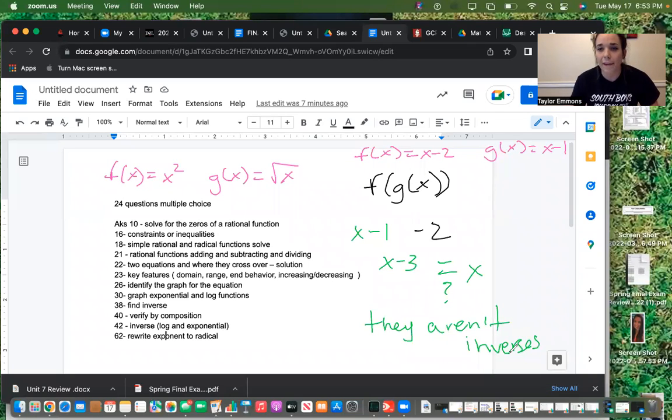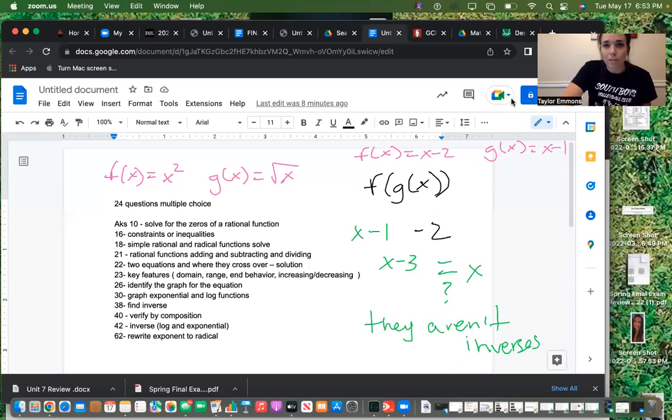All right, so somebody asked me for key features. So give me the type of function you want to deal with, like exponential, linear, quadratic, rational, radical. Give me which type of function so I can come up with one. Radical. Okay, I can do that.